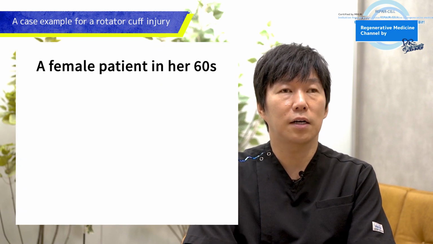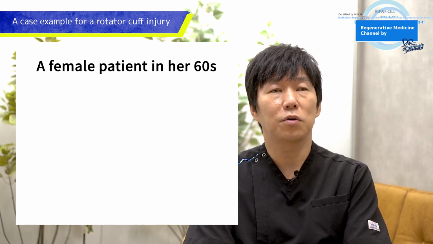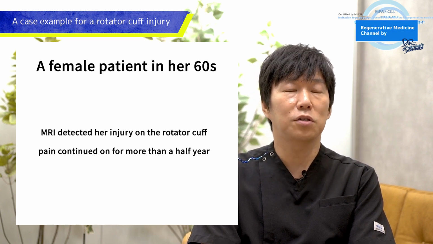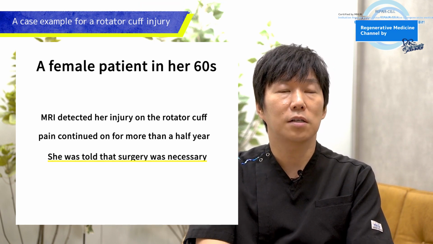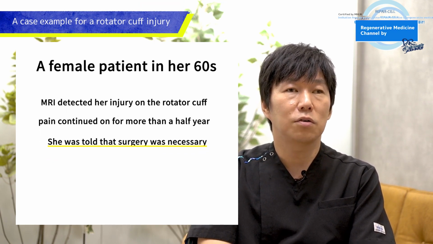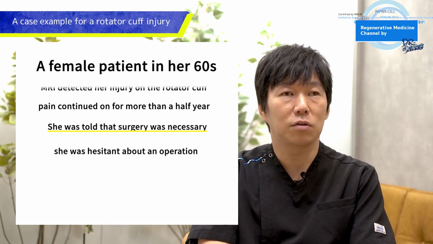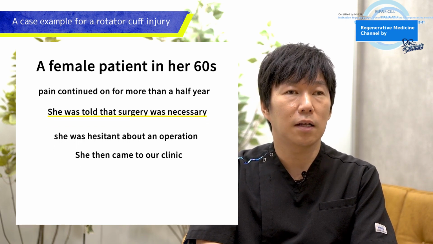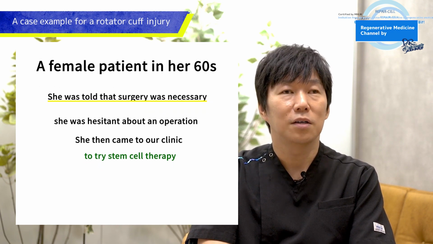The patient was in her 60s when she visited our clinic. At a different clinic, MRI detected her injury on the rotator cuff, but her shoulder pain continued on for more than half a year, and she had a hard time raising her arm. She was told that surgery was necessary to fix her shoulder, but she was hesitant about an operation and began looking for alternative treatment. She then came to our clinic to try stem cell therapy, telling us that she would have an operation if her therapy did not heal her shoulder.